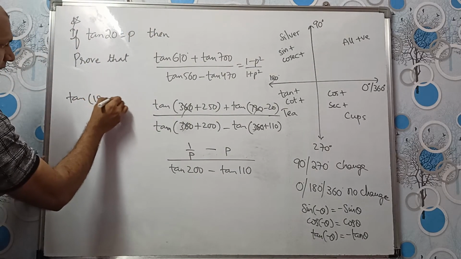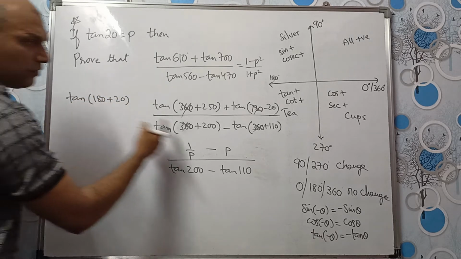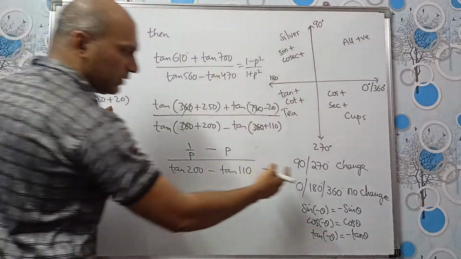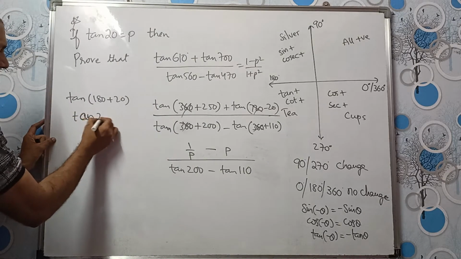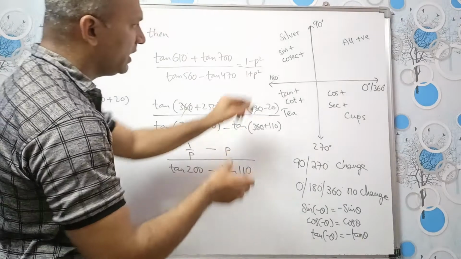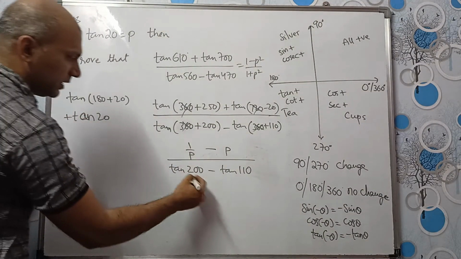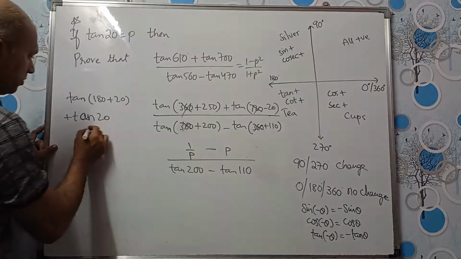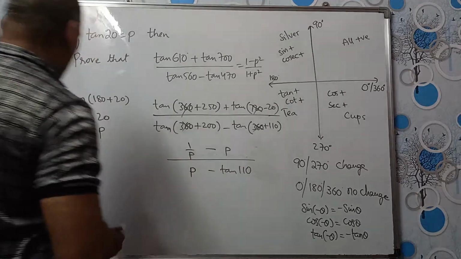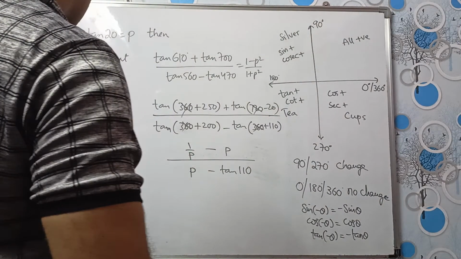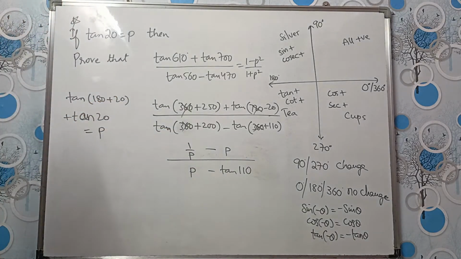Tan 200 is 180 plus 20. At 180 there is no change, so tan will remain tan only. So we'll have tan 20. But what about the sign? 180 plus 20 will lie in the third quadrant, so this will be positive. So we'll have p here. Tan 200 is equal to p. Tan 20 is p, given, right? So this is equal to p. Is it correct? Tan 200, right? Tan 200 is p. Okay.